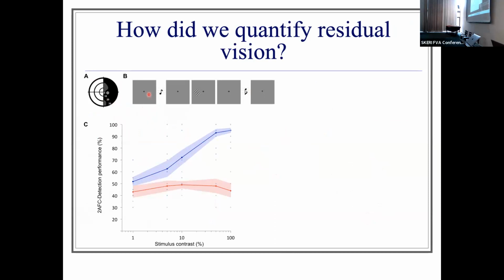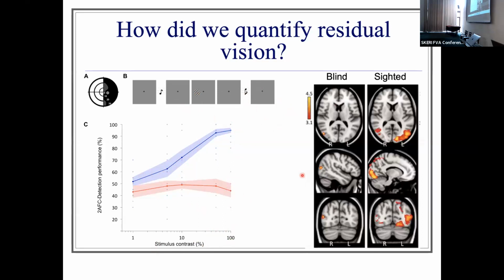We got them to fixate on this cross. We played a tone, and we had a first interval where a Gabor patch might appear. Then we played a second tone, and we had a second interval. They had to say in which interval the stimulus appeared. So it's a two-alternative forced choice task. In this blue line, if we make the stimulus contrast 50 or 100%, this group of people are actually quite good at it, whereas people down here, who don't have any residual vision, don't get above chance performance. So we can use this to quantify behavior.